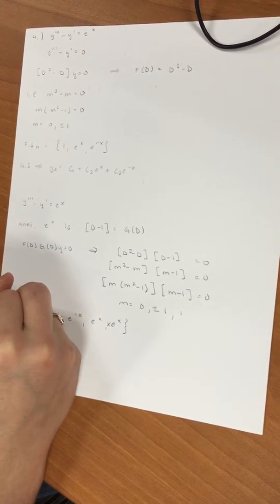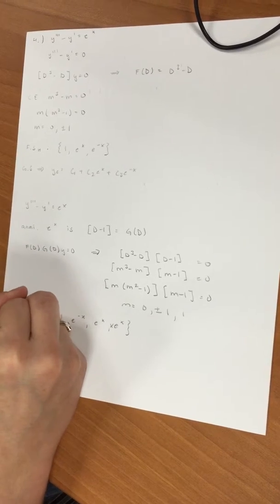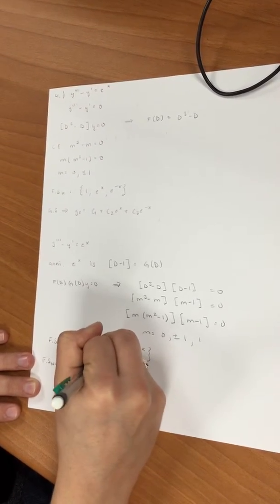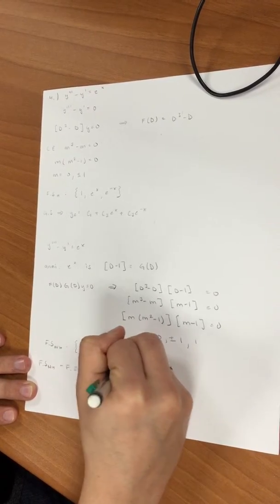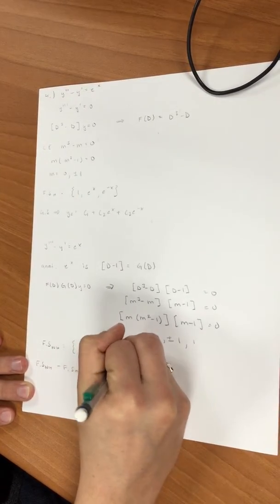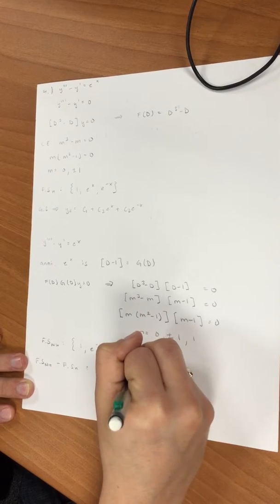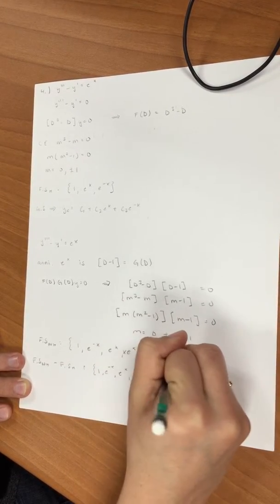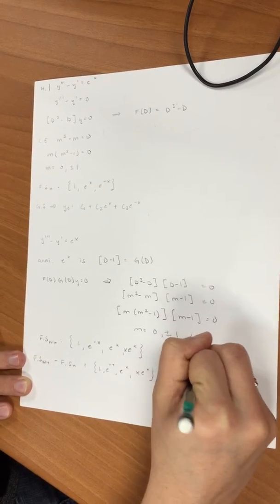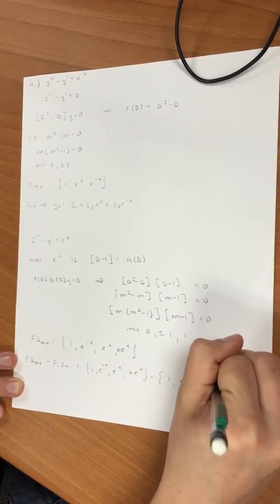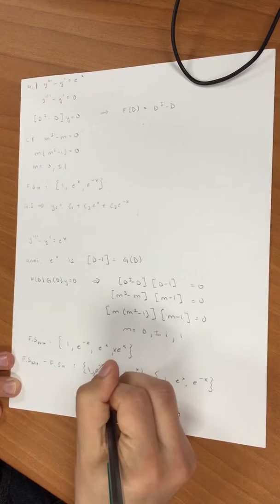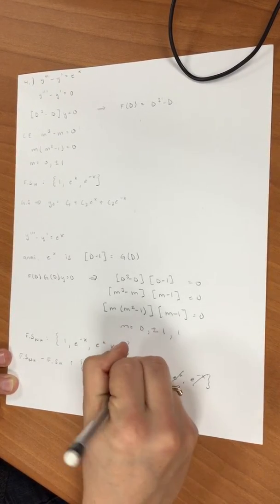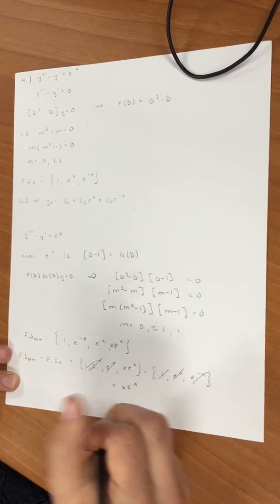So now we're going to do our fundamental solution non-homogeneous minus our fundamental solution homogeneous, which is our non-homogeneous fundamental solution rewritten. So 1, e to the negative x, e to the x, and x e to the x, minus 1, e to the x, e to the negative x. Some of these should cancel, so we can get rid of these. So now we're left with x e to the x.